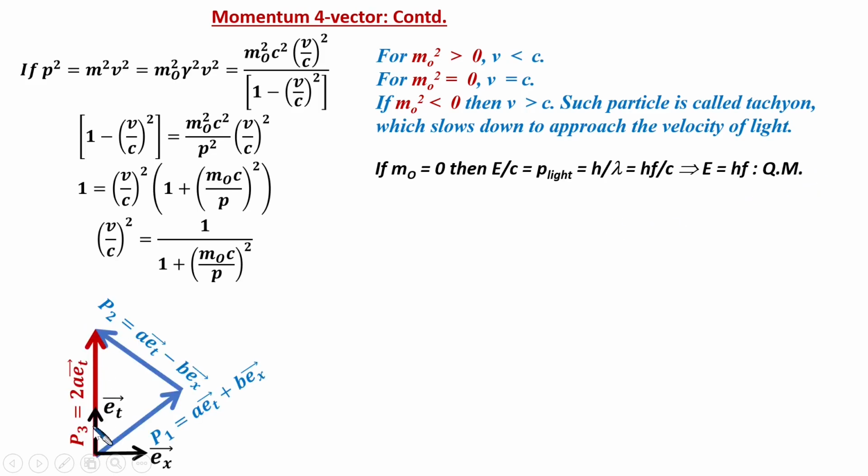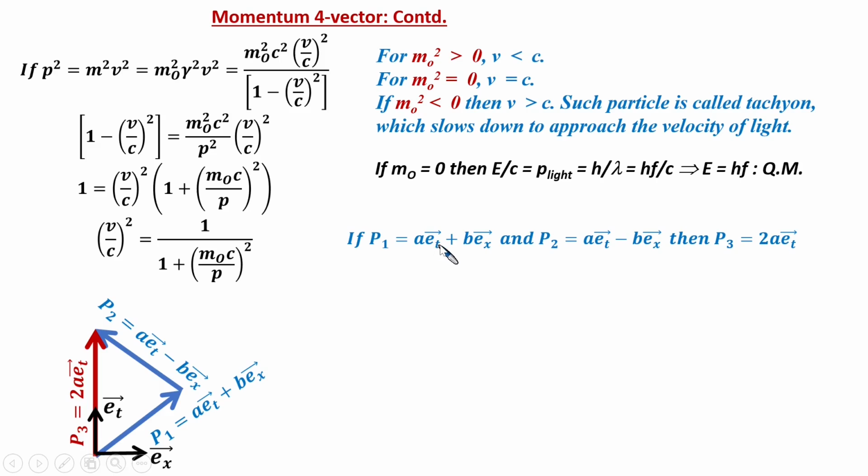Now we will show something interesting. Suppose this is a momentum p1, written like this. This is your time basis vector, and this is your spatial basis vector: a e t plus b e x. Now I reverse this direction here as minus b, and if I add this and this, I will get 2a times the basis vector e t, because these two get cancelled. But this is not true for the momentum 4-vector. Why this is not true, we will see here.